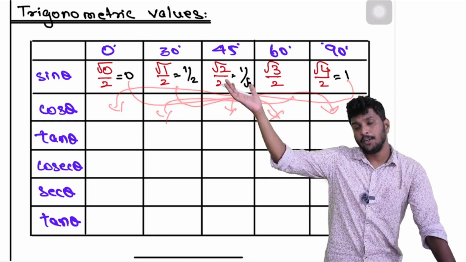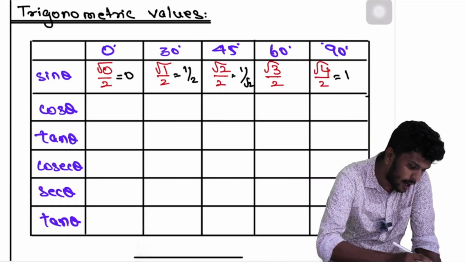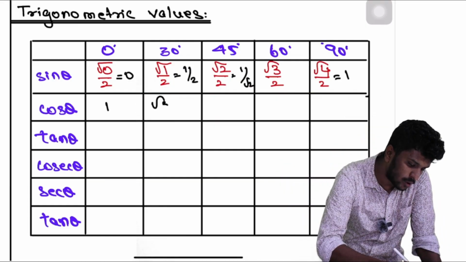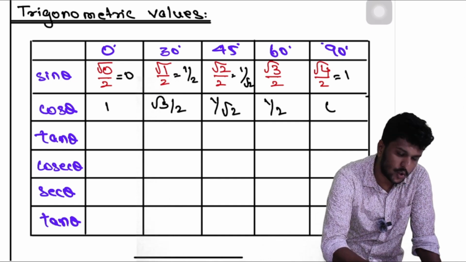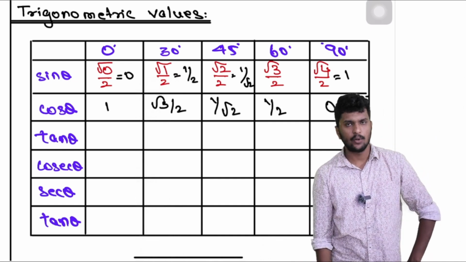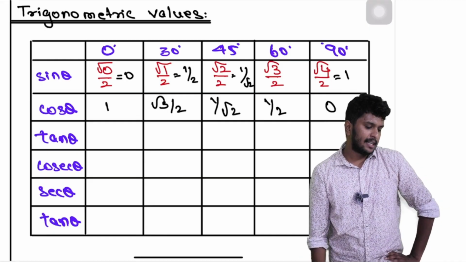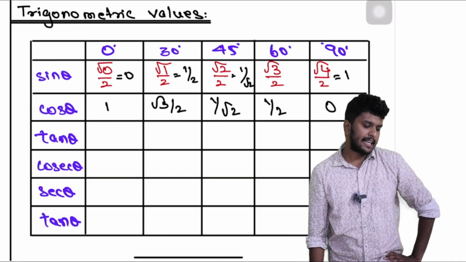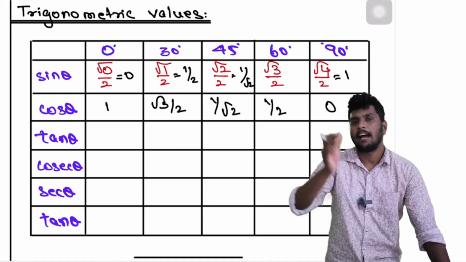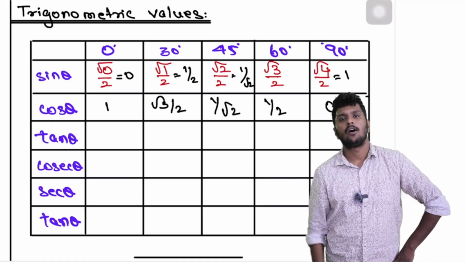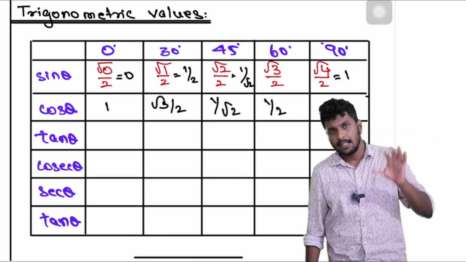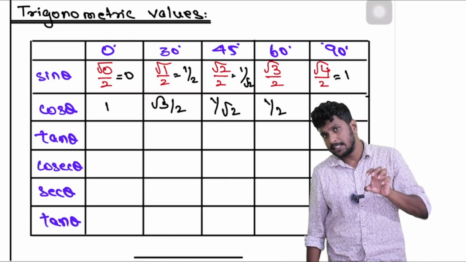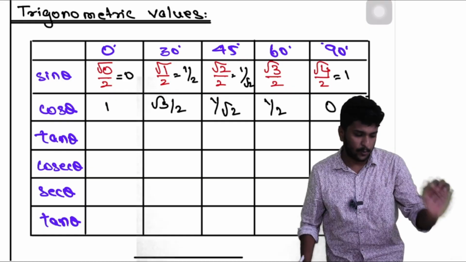Okay, from the extreme end you have to put the values, that is 1, root 3 by 2, 1 by root 2, 1 by 2 and 0. Look how easily you can write the values now. Now how to find tan theta? Tan theta is sin theta by cos theta, isn't it? So sin 0 is 0, cos 0 is 1, so 0 by 1 is 0.